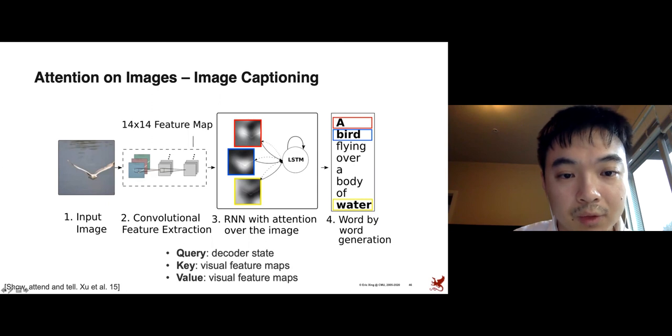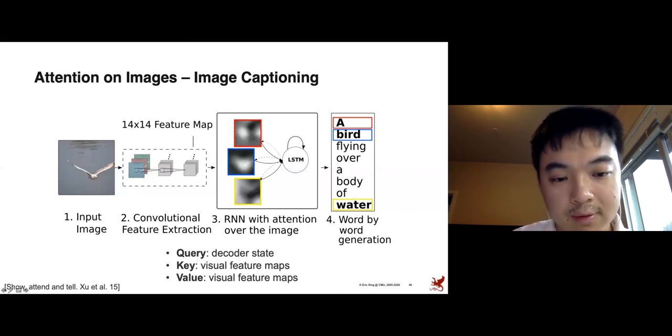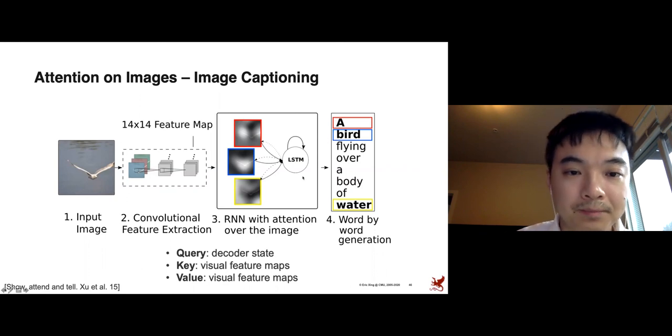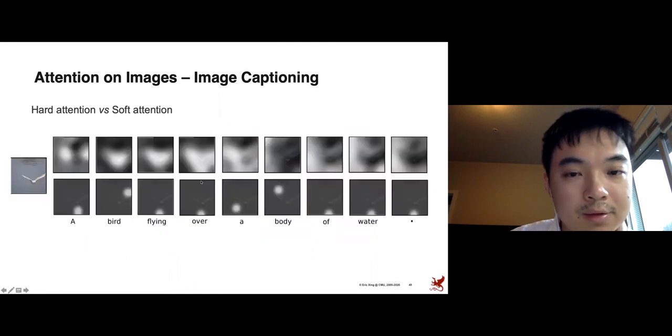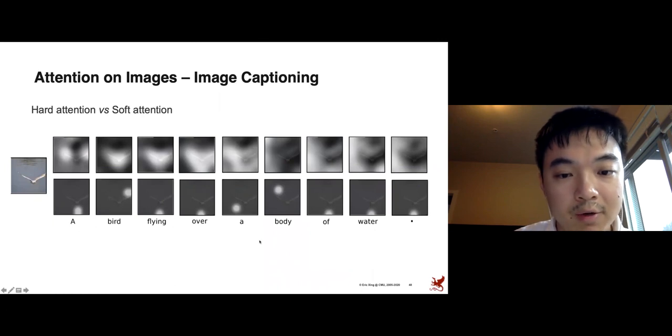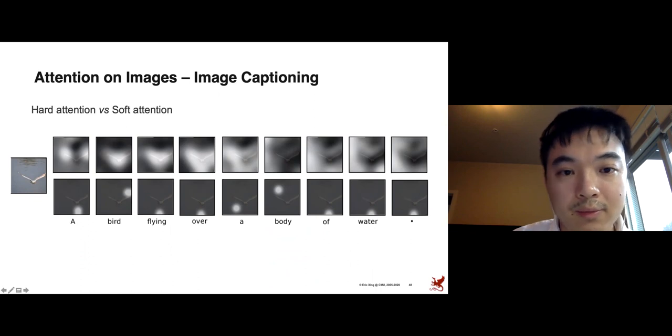And then we compute the similarity between the query and the keys and get the attention score, and then do the mixing of, again, the values, which are the visual feature maps. And with the mixed feature, we generate the tokens one by one, basically. And we'll skip these details. So here are some results, say generating this sentence, a bird flying over a body of water. When we generate the bird, the model correctly attended to this particular region of the image.